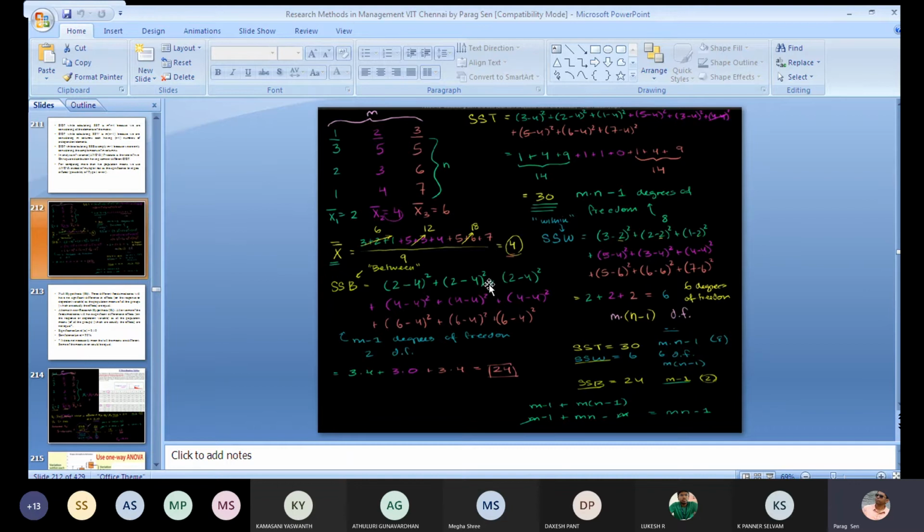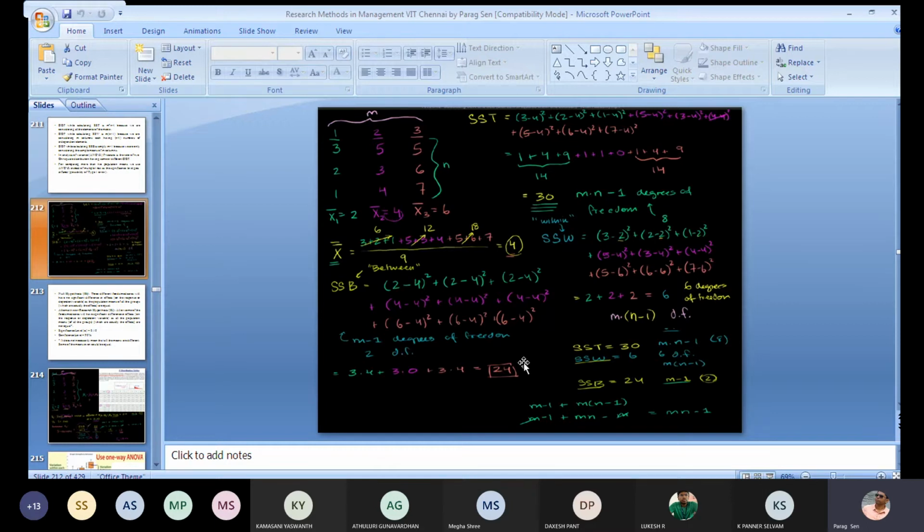So (2 minus 4) whole square plus (2 minus 4) whole square plus (2 minus 4) whole square. Then again, from this mean, 4 minus 4, you will be doing thrice. Then for this mean, (6 minus 4) whole square plus (6 minus 4) whole square plus (6 minus 4) whole square. You will be doing this thrice, because you are calculating the sum of square between. And you will be getting a value of 24. Here the sum of square within is 6. The sum of square between is 24.